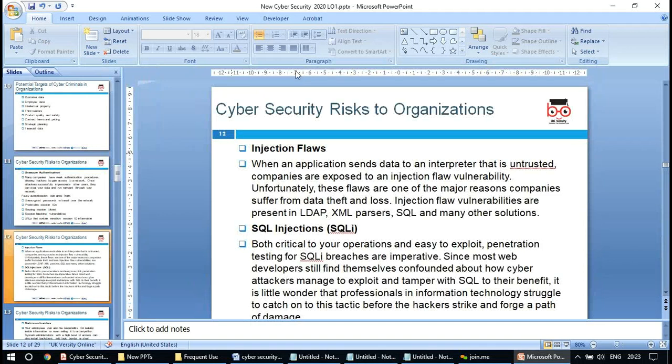Furthermore, injection flaws are the SQL injections. What happens when developers create SQL commands to access data from the servers? During the execution of the commands, hackers can change the queries. Have you heard about SQL injection? Yeah, I've even tried it.